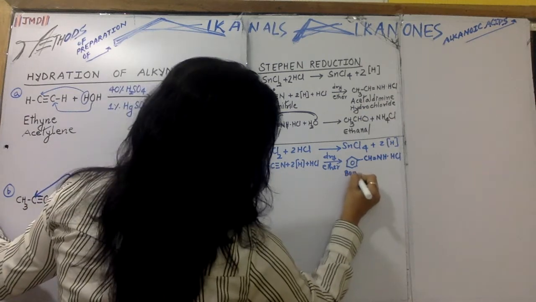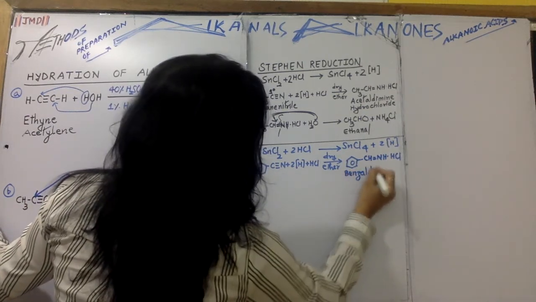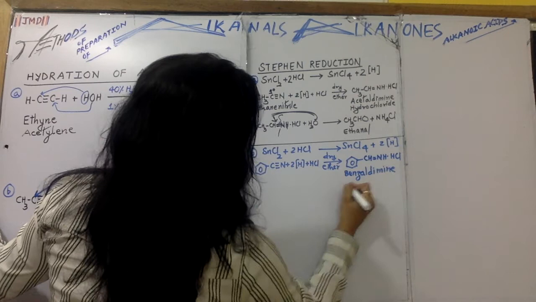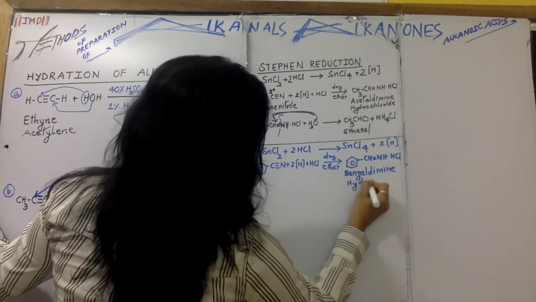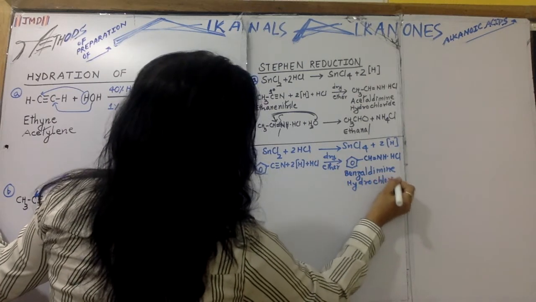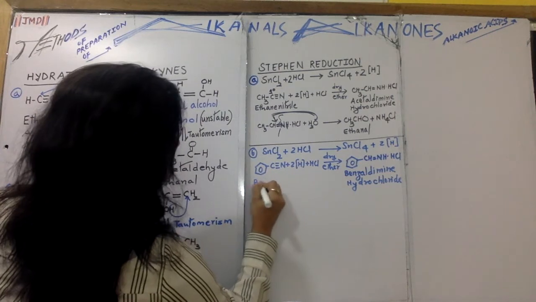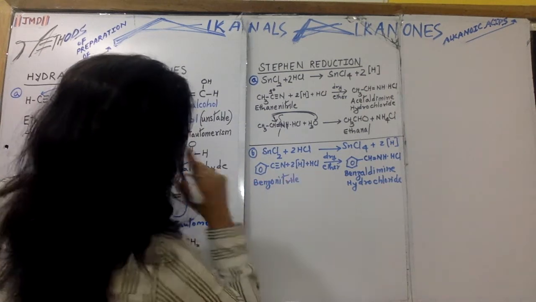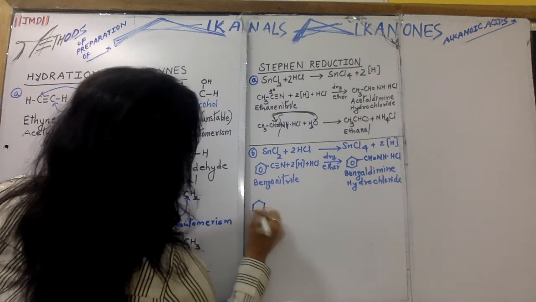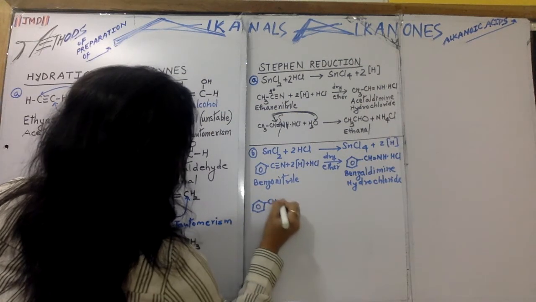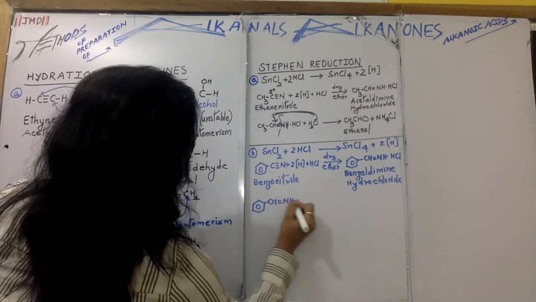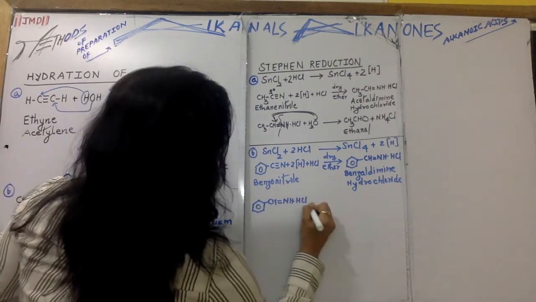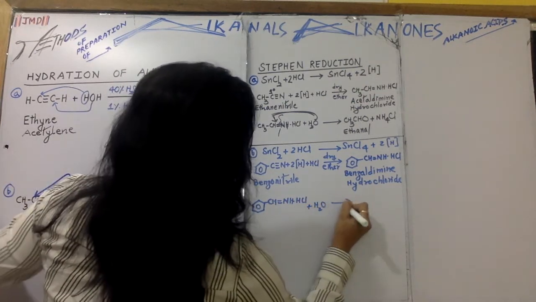This is benzaldimine hydrochloride. Don't forget to name each and everything, so I am naming this also. This is benzonitrile. And now we have benzaldimine. Imine is the CHNH group, hydrochloride with boiling water.